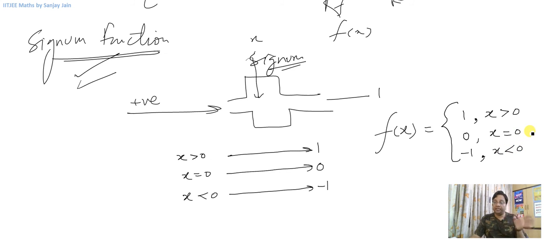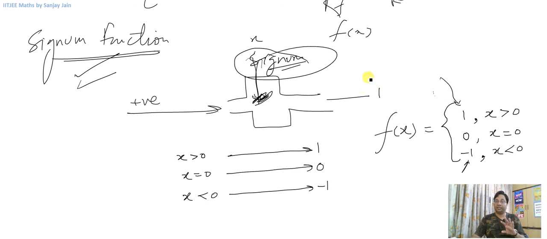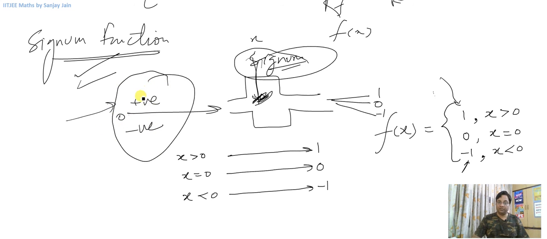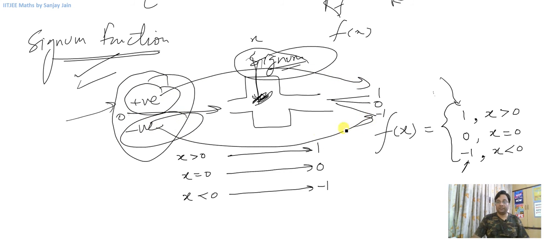If I put anything negative, the output this SIGNUM function or this operator will give me is -1. When I am putting something positive, it will give me 1, right? So the outputs that I am getting are 1, 0 or -1. And inputs, I can put anything positive, anything negative, or 0 also. When I put positive values, I'll get 1. When I put negative values, I'll get -1. When I put 0, I'll get 0. So this is the output set.